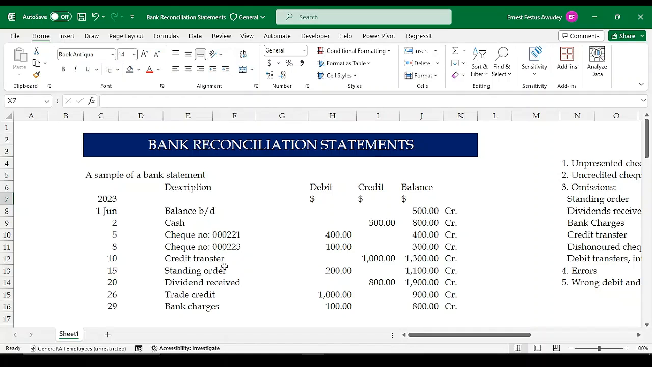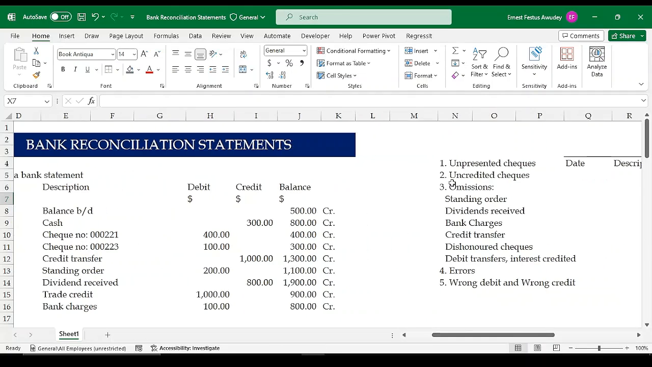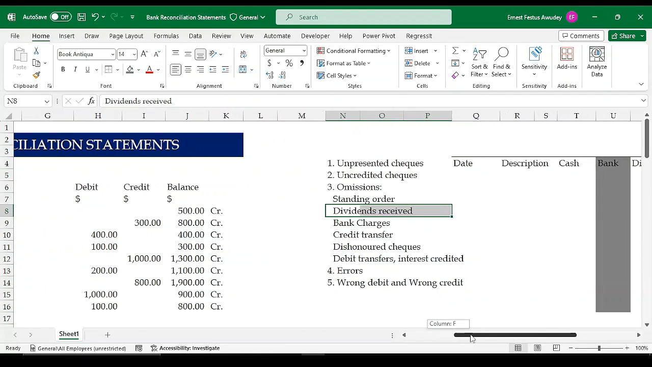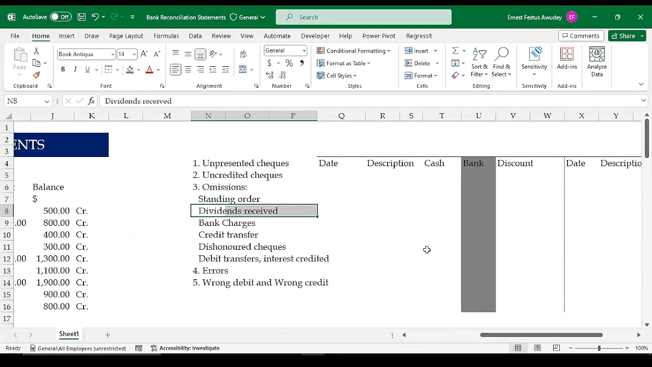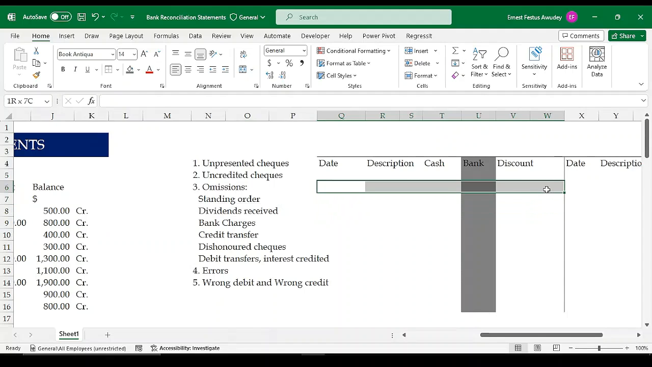All right, the next omission, as you can see here, is dividends received. Now, dividends are usually received through the bank directly. So whenever you own shares in a company, or you've made any form of investment, and there's a dividend on that investment, such dividend will be paid directly into your bank account, and you might not necessarily be aware of such payments, and therefore you may fail to record it as a debit in your cash book.